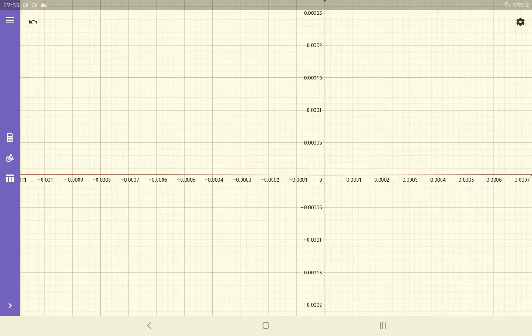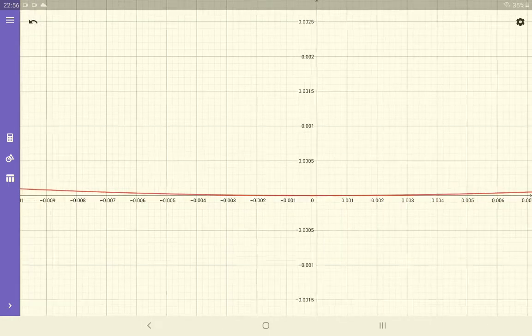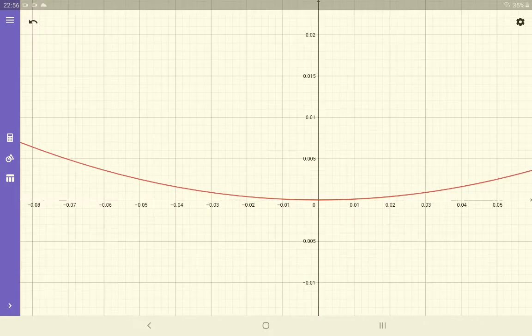You can see near 0 there is 0.0001. Keep this in mind for your next chapter, which is limits. On the basis of this concept, you will learn limits.